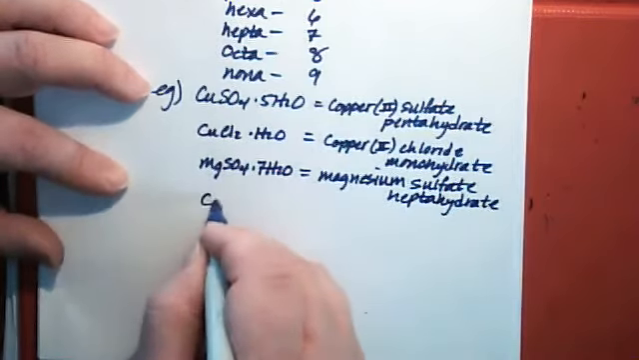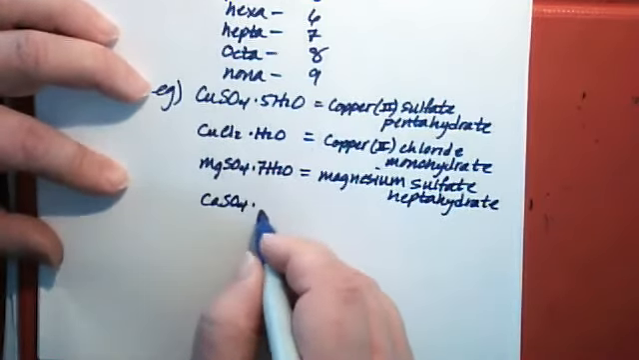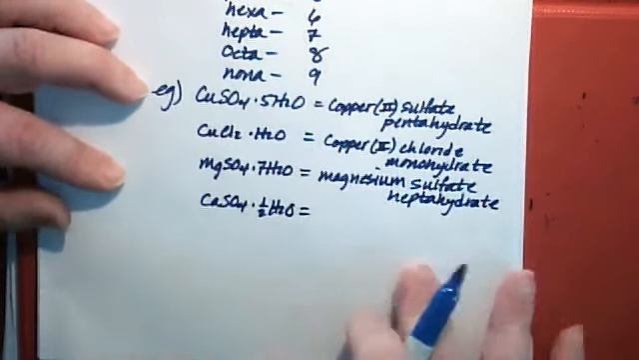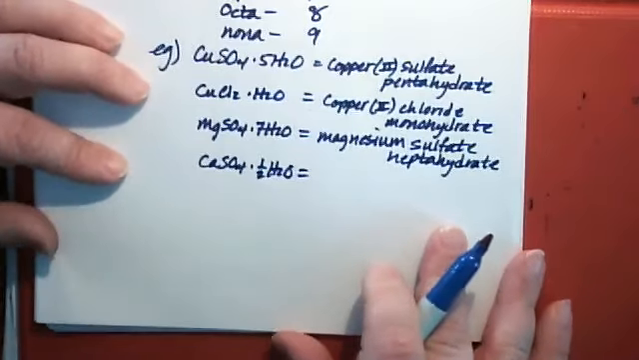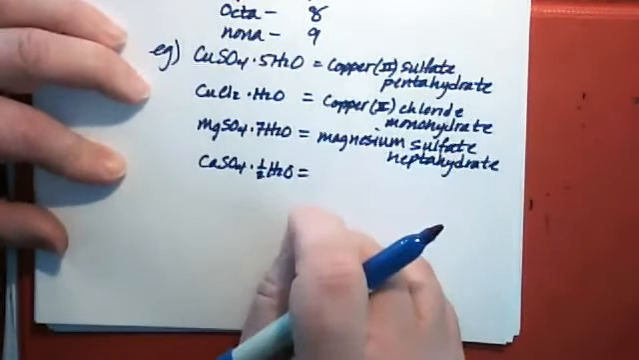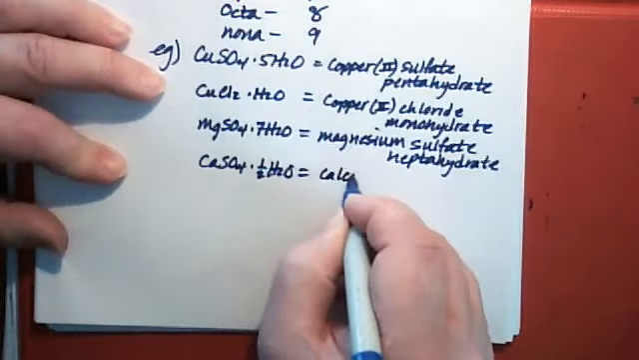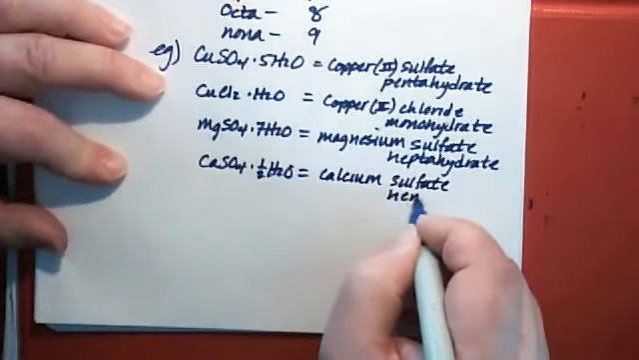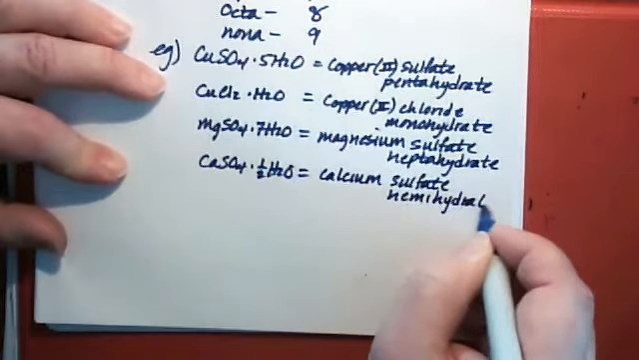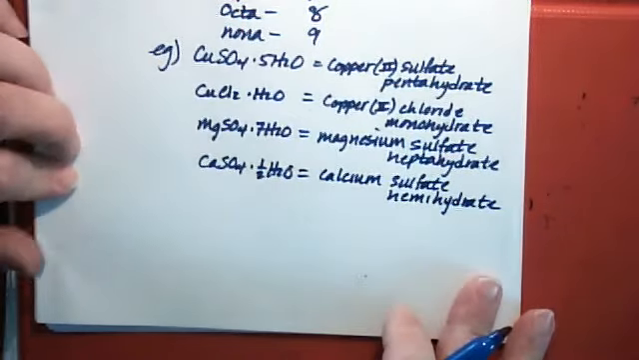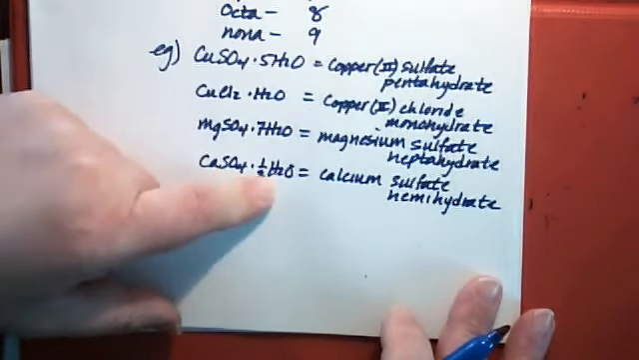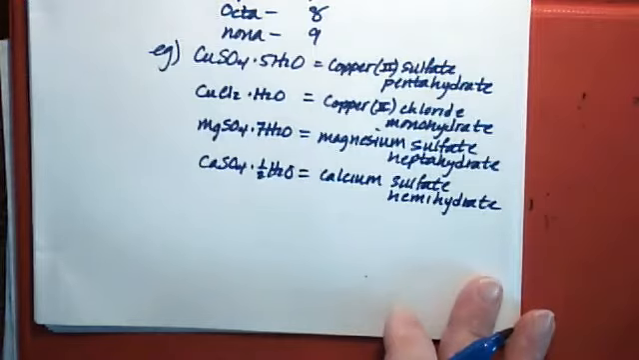And let's see, CaSO4.12H2O. So this is an example of an H2O molecule being shared by 2 formula units of the compound. And that's calcium sulfate hemihydrate. Okay, so it's just naming the ionic compound, and then you use the prefix to say how many H2Os there are, and then you follow that with the word hydrate. So not too difficult.